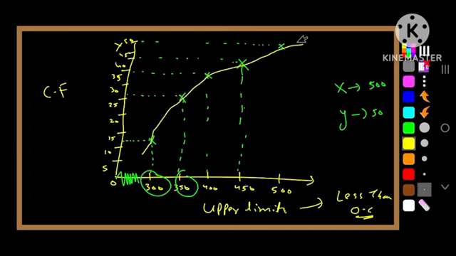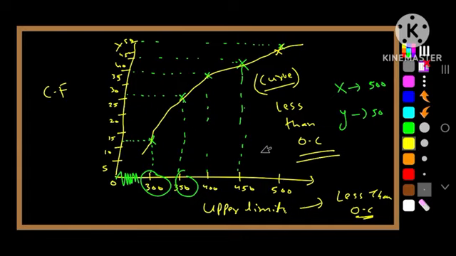So when you join all these points, you will get a curve. This type of curve is known as less than ogive curve. And one more important point which you have to remember is that the less than ogive curve always goes from bottom to top. Always remember, it goes from bottom to top. So this is the less than ogive curve.